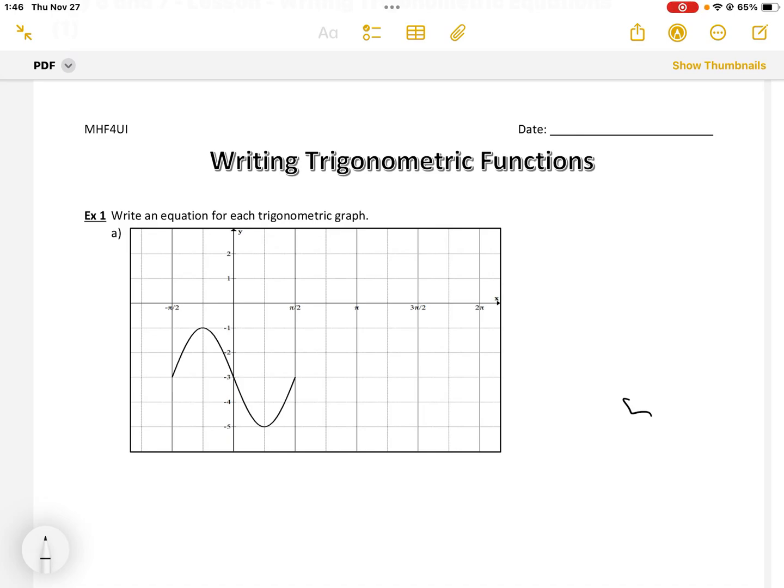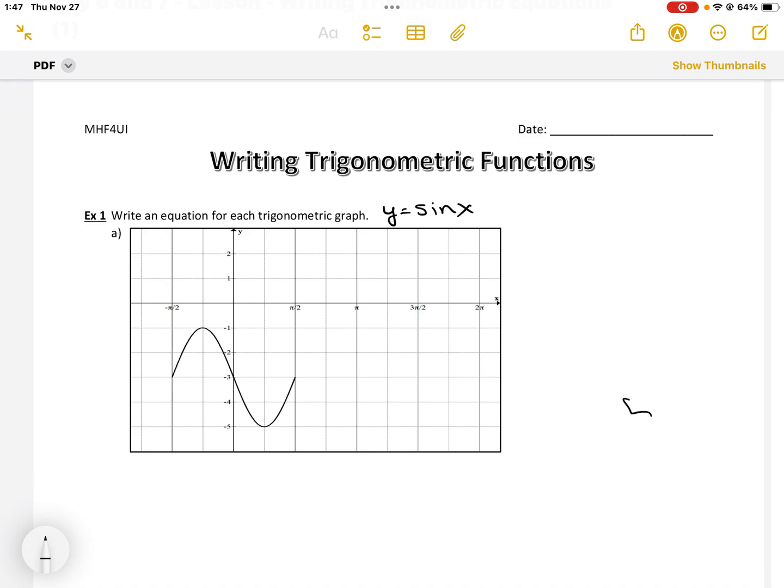This video goes over how to write an equation based on a trigonometric graph. So the first thing I'm going to do is identify the pattern that the graph suits, whether it's sine or cosine. This one looks like a snake, so I'm going to model my function after sine x.